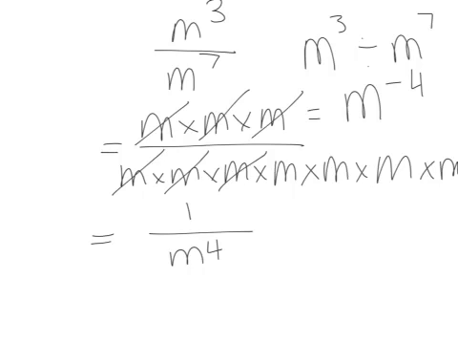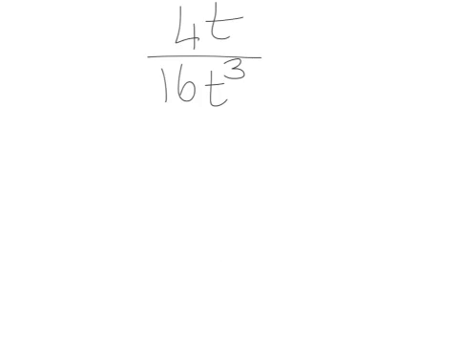We could also have done this by finding m cubed as the common factor, and then m cubed times m to the power of 4 makes m to the power of 7. So we have 4t over 16t cubed. Okay, so now we're introducing numerical terms as well as algebraic terms. So 4 over 16 will simplify down to 1/4. And then t over t cubed would simplify down to 1 over t squared. So this becomes 1 over 4t squared.